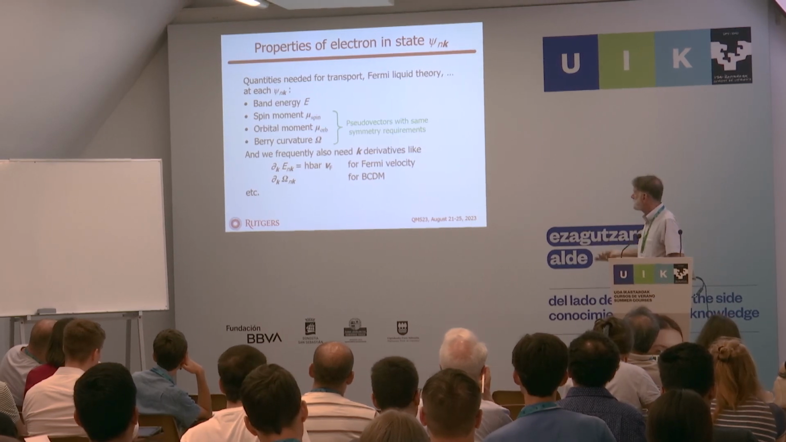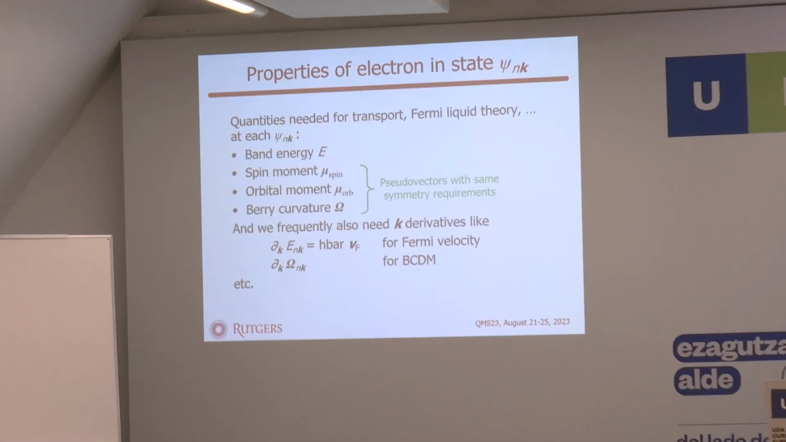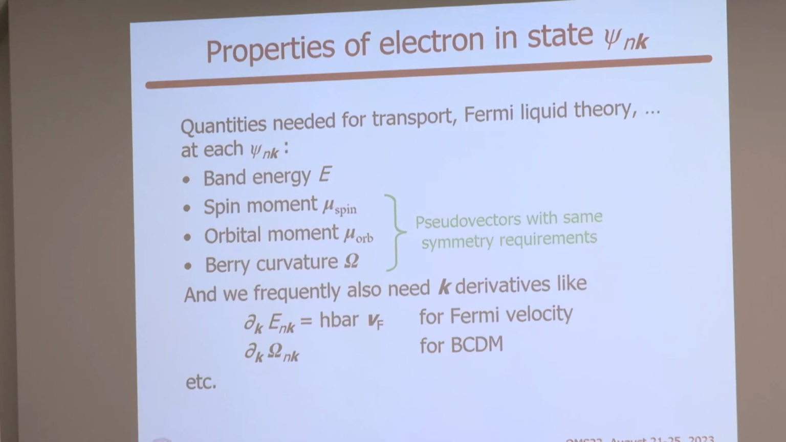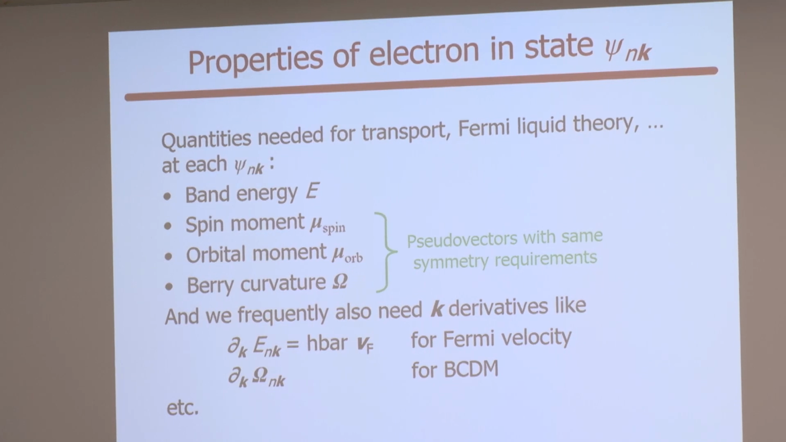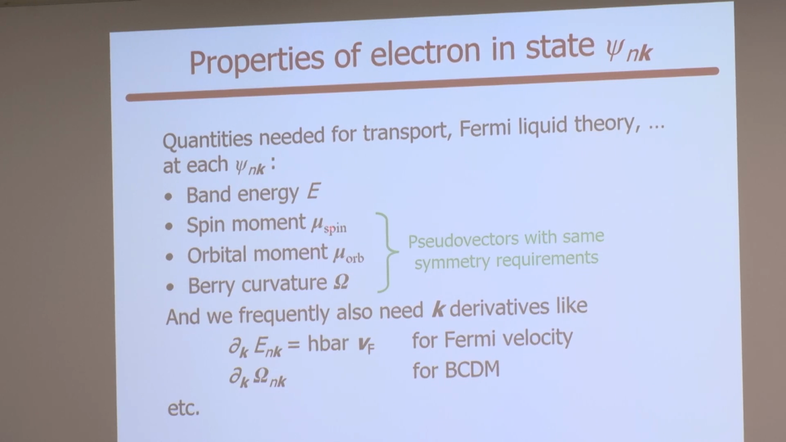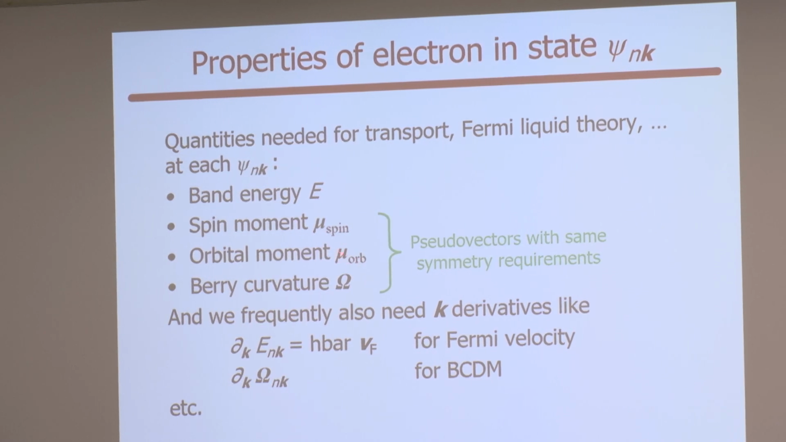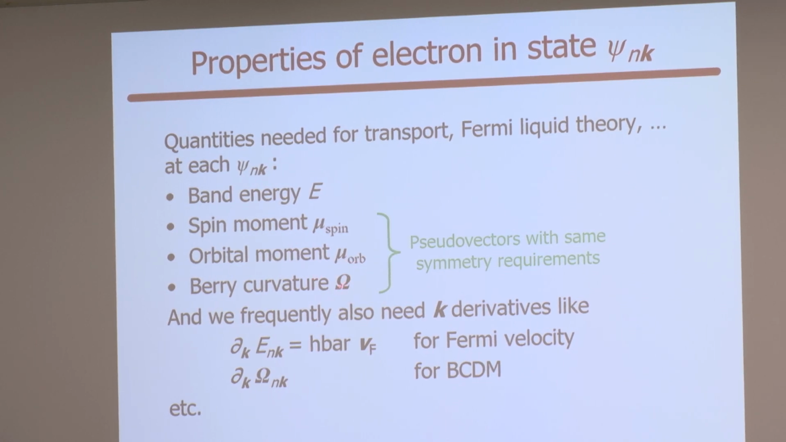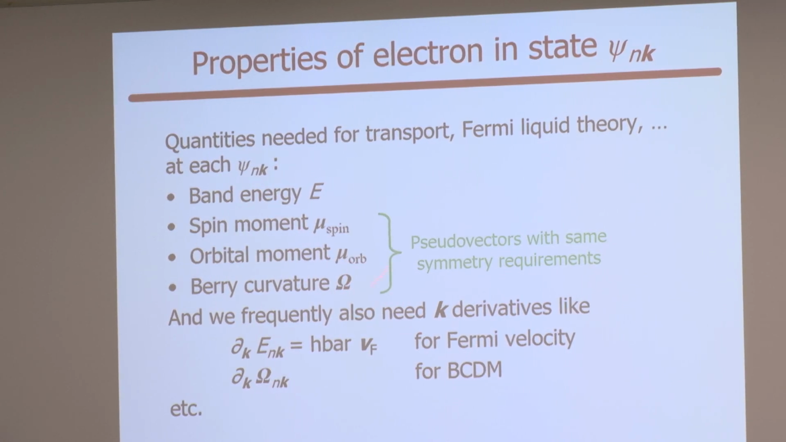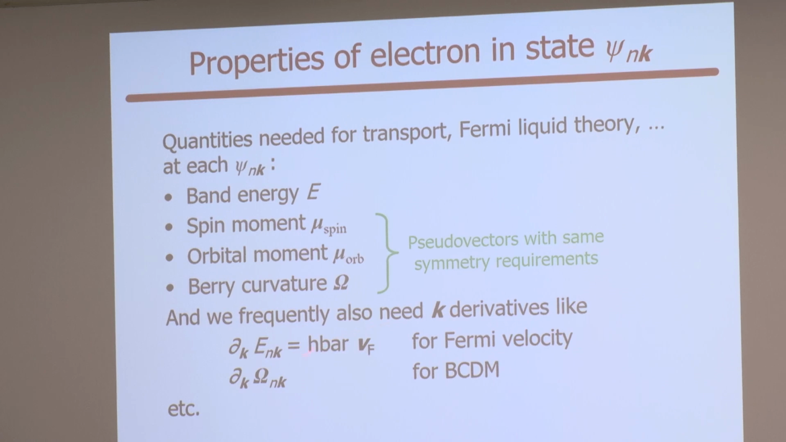The way that I'd say a modern view of electrons in a crystal and in the vicinity of the Fermi surface, if it's a metal, is: what do you need to know about the wave functions? You don't need detailed information about everything about the wave function. You need to know the band energy. You need to know, in general, the spin moment and the orbital moment. The orbital moment is the one I was just talking about here. It's a different notation here, I'm calling it mu. And the Berry curvature as a function of wave vector k, either at the Fermi energy or often you need wave vector derivatives of these quantities.